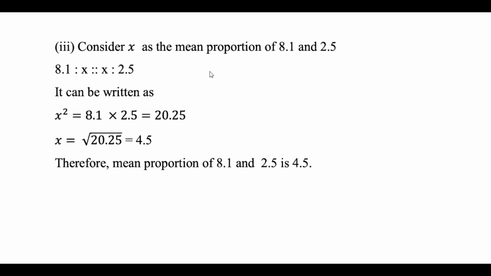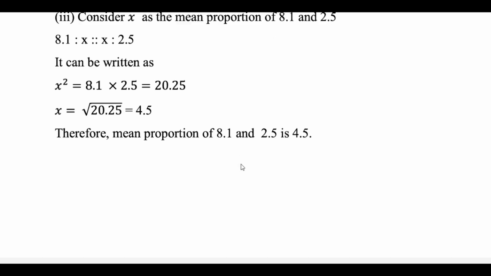Come to the next problem, the mean proportion of 8.1 and 2.5. Again I will take x as the mean proportion, then 8.1 is to x as x is to 2.5. Again I will multiply the second and third, that is, x square will be equal to 8.1 into 2.5, that comes to 20.25. So x will be equal to root over 20.25, that comes to 4.5. So the mean proportion will be 4.5.